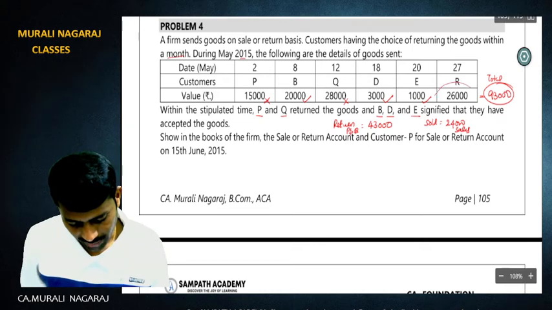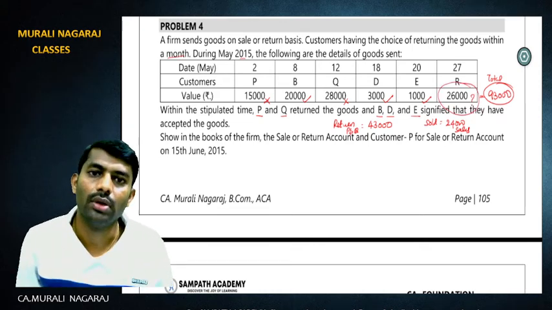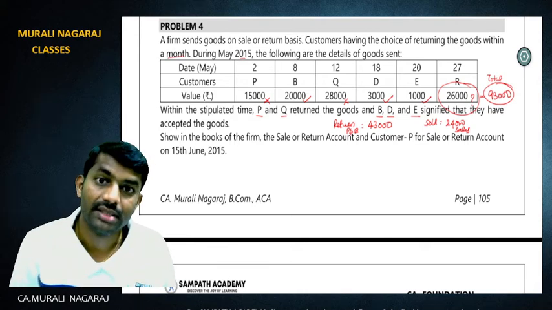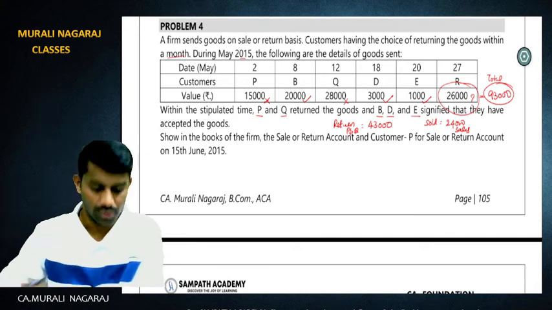Then the last 26,000, this is what we have to wait for. On the 27th we have sold, but 30 days' time is there. There's a 1 month time. Now let us see which is the closing date.